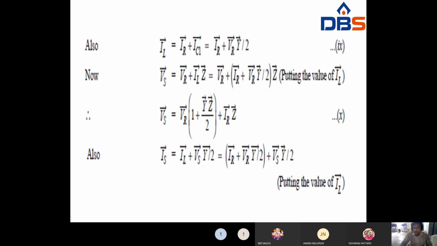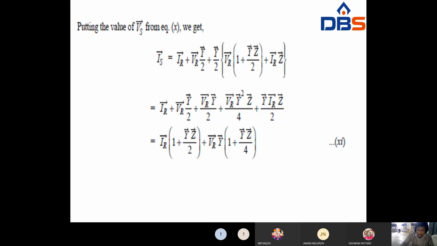Now we know the IL value is IR plus IC1, but IC1 is VR into Y by 2. So VS is equal to VR plus ILZ, but we know the IL value, IR plus VR Y by 2, into Z, right? Comparing VR and IR, VS is equal to VR into 1 plus YZ by 2 plus IRZ. And we know IS is equal to IL plus VS into Y by 2. Substitute the VS value in this equation, rearrange the values and take the common factors. Total IR is equal to 1 plus YZ by 2 into VR into Y into 1 plus YZ.